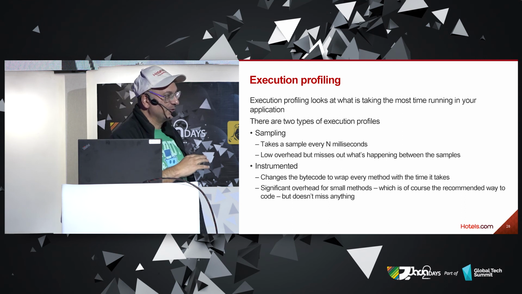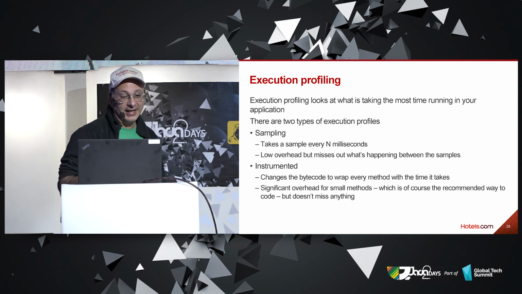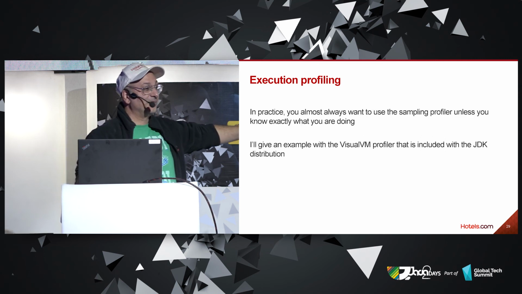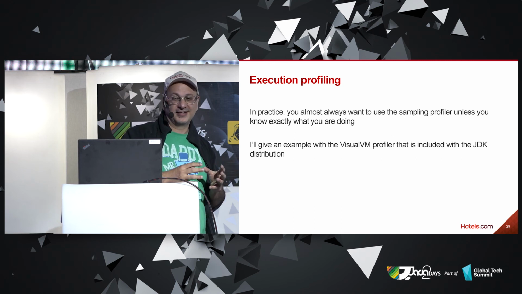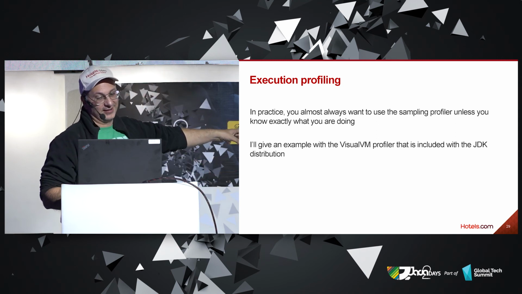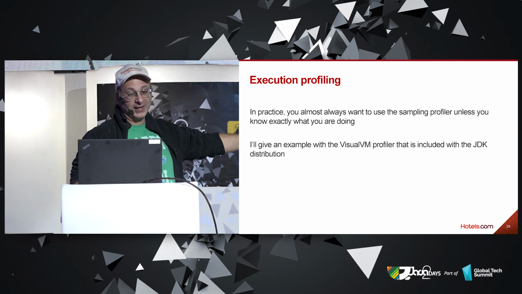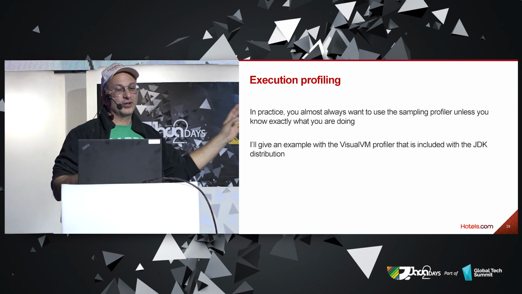And the instrumentation type of profiler manipulates the bytecode to wrap basically every method, just like that interface wrapper, but it does it at the bytecode level. It wraps every single method, and it can take an elapsed time of every one of those methods. Now the thing is that good development practice is that you write lots of small methods, not big chunky ones, which means that you're going to be wrapping lots and lots of methods, and that's going to have a very high overhead. So typically, unless you know exactly what you're doing, you want to use the sampling profiler when you're execution profiling.